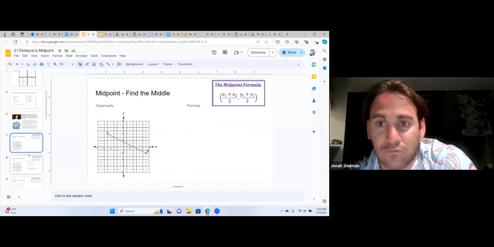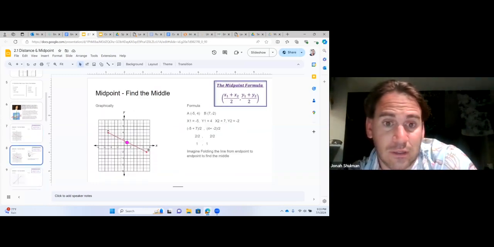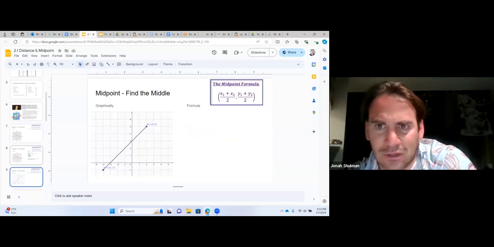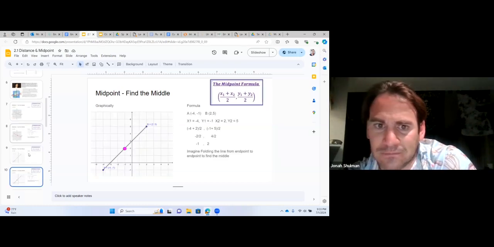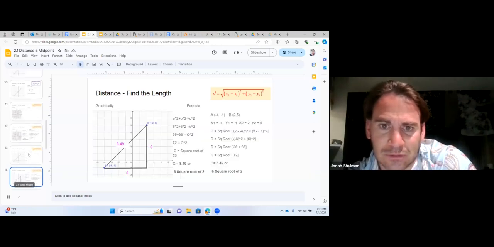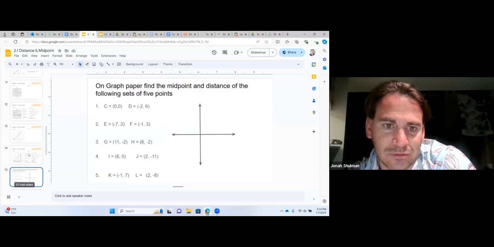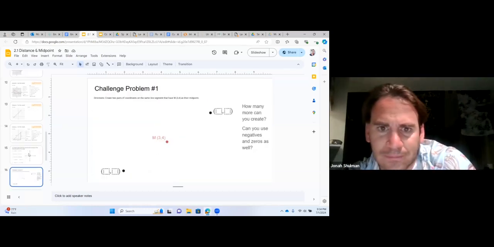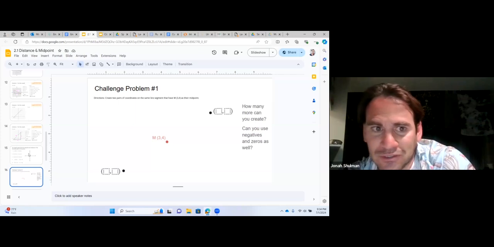And then the formula is up here. And then I have it with the steps, which is really nice. Formula with the steps. Distance with the steps. Then they have to graph this all on their own. And then my challenge, I'm using Open Middle again.